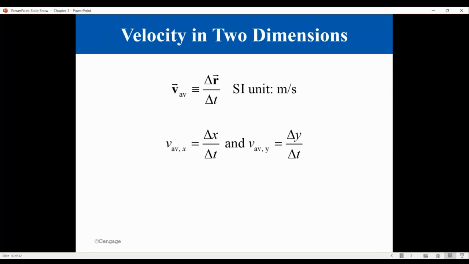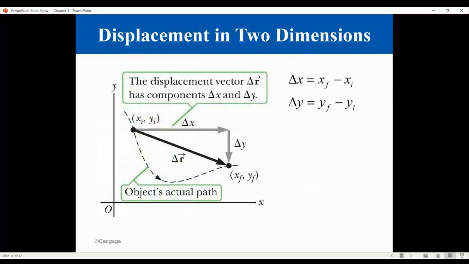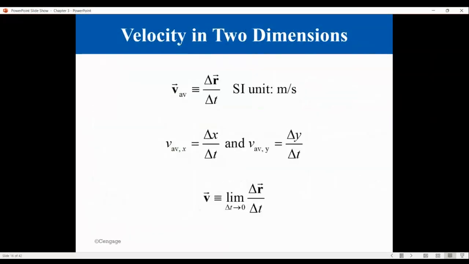Obviously, we have components. And what's important to note is that the magnitude of the average velocity is just the distance between the two endpoints divided by the elapsed time. So between the two endpoints, and then divided by the time.